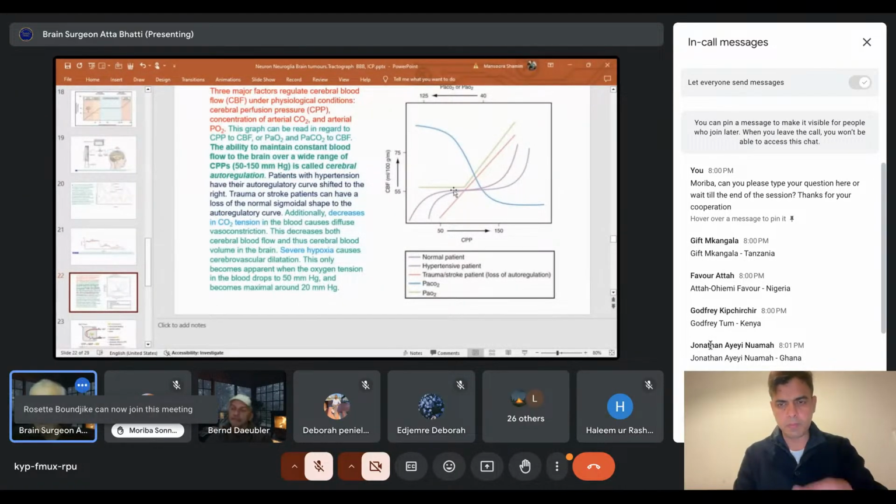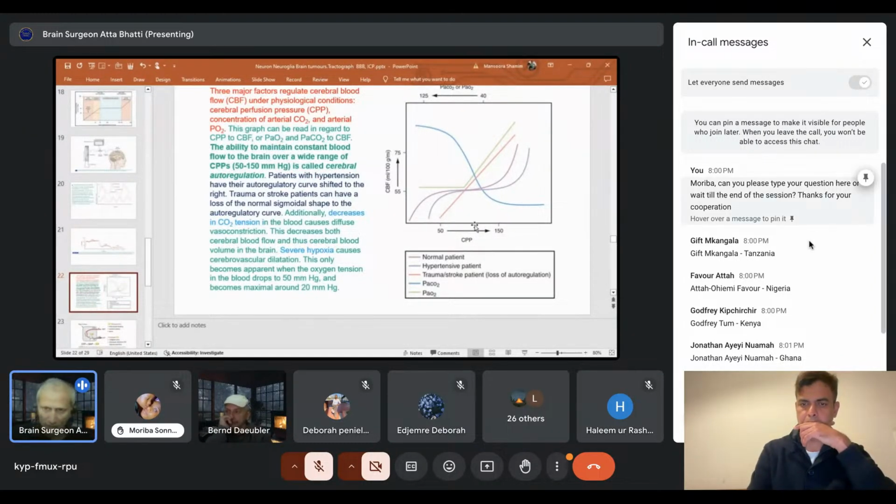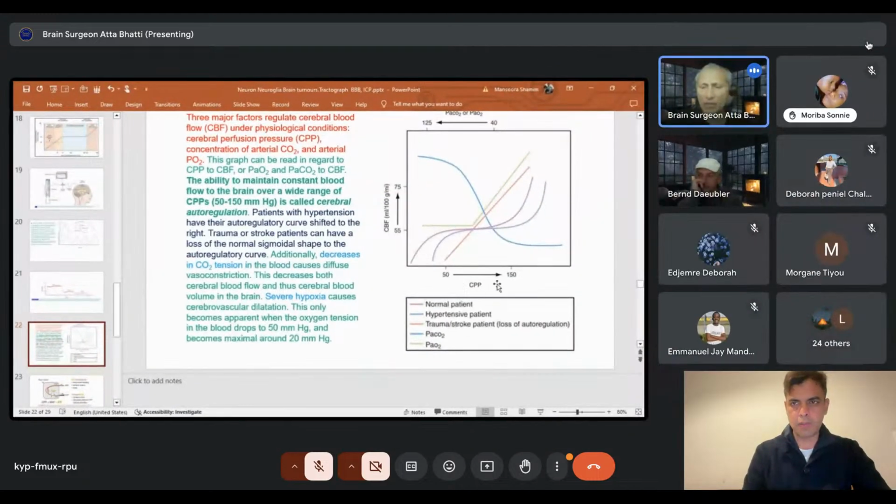there is a certain straight horizontal line where the cerebral perfusion pressure is maintained in a normal range, irrespective of the changes in the blood pressures, mean arterial blood pressures. Okay. This cerebral perfusion pressure curve shifts in different conditions. Like if we see the green graph, let's first see the reddish one.